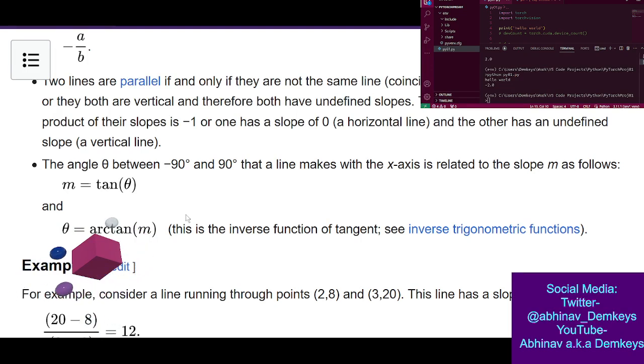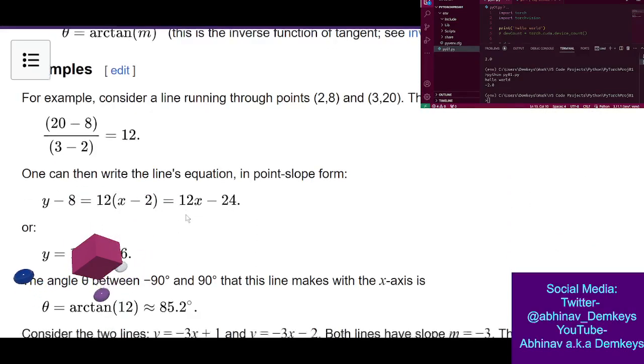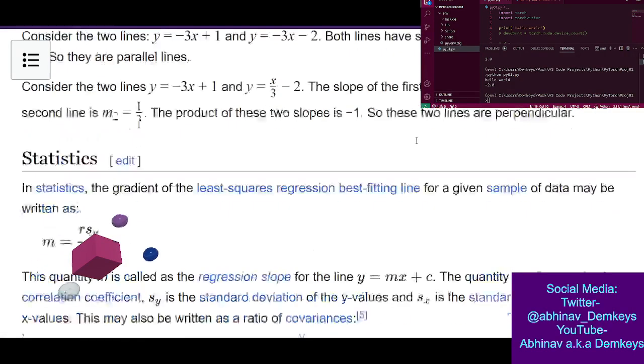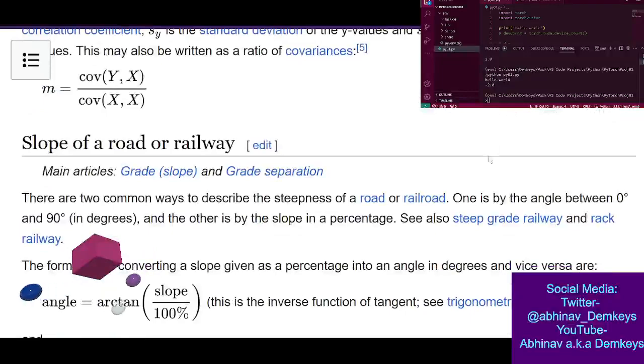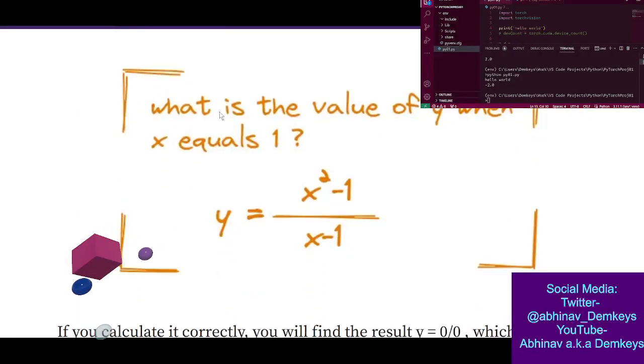Two lines are parallel if and only if... I don't think I need to read this for now. But yeah, I think we can move on from the slope thing. I think for now we can move on from slope and we can carry on with this. So I did this. I'm still not entirely sure what this is for, but I tested this out.